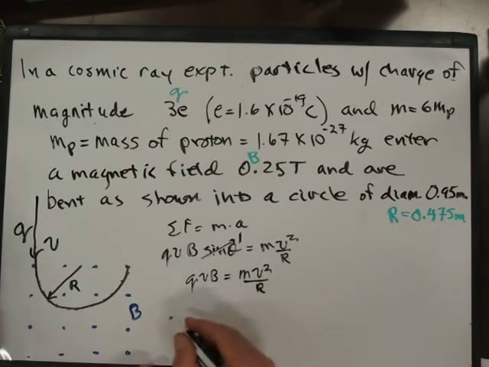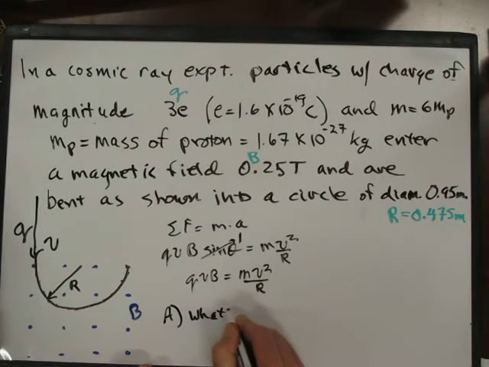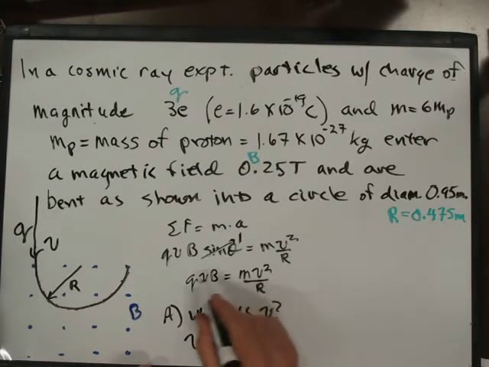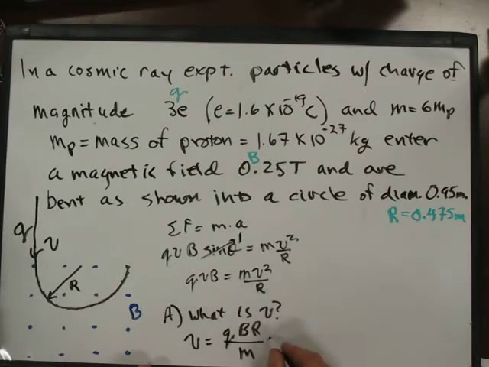And so part A asks me, what is the velocity? I can solve this for the velocity. If you solve it, the velocity is QBR divided by the mass. If you rearrange, you cancel a V on both sides, you multiply through by the R, and you divide by the mass.